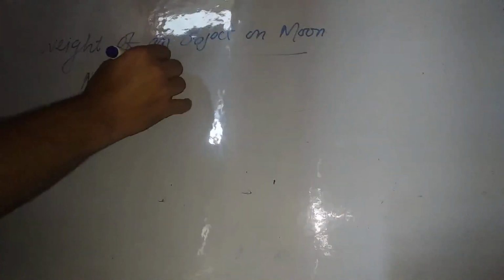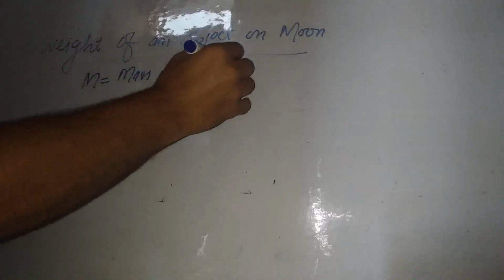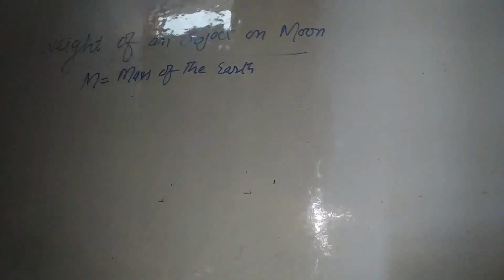So the weight of an object on the Moon. How much will the weight be on the Moon? We have already said that on the Moon it will be 1/6 of the weight on the Earth. Okay, let's now calculate it mathematically. We calculate mathematically how this becomes 1/6. So we know that, for example, let M be the mass of the Earth. Okay, M we take as the mass of the Earth, mass of the Earth.